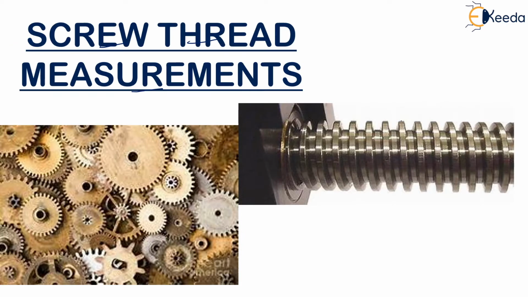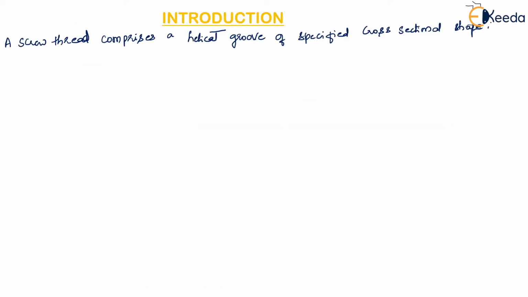Here we can see this is a screw thread. It consists of helical grooves. These are the grooves which are formed on the cylindrical shape and they have a specified cross-sectional shape. So this is the screw thread. This cross section of the helical groove is called the form of the thread.